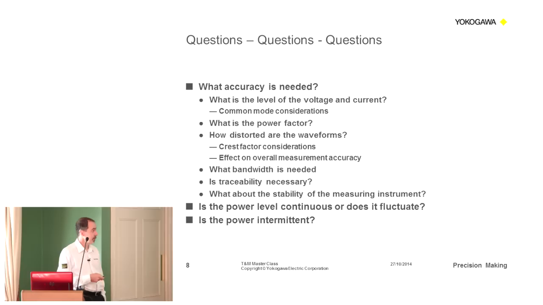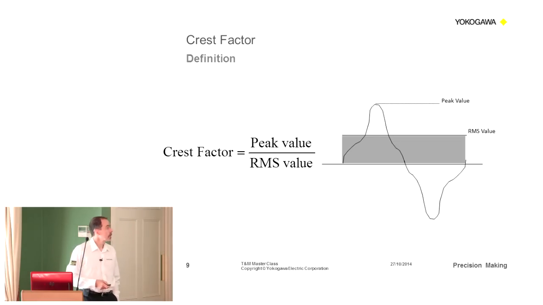I've already talked about the power level. Is it continuous or does it fluctuate, or is it intermittent? Just talk a little bit about Crest Factor, because it is relevant in the types of instruments you're using to measure. I'll explain why. So Crest Factor is the peak value of my input, and if you consider this, it's probably a possible current wave shape of an instrument, divided by the RMS value.